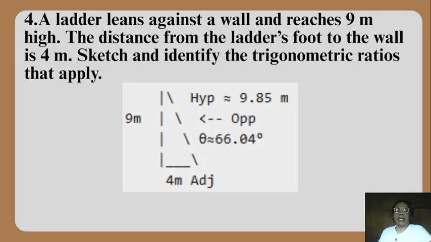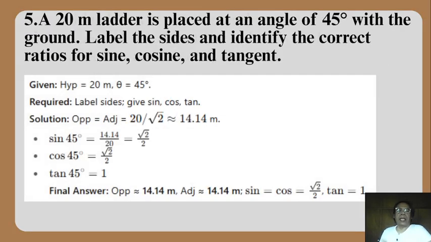And that is the illustration of our number 4. Our hypotenuse, 9.85 as calculated. Our angle theta is 66.04 degrees. The height, the opposite side is 9 meters. And then the adjacent side is 4 meters.